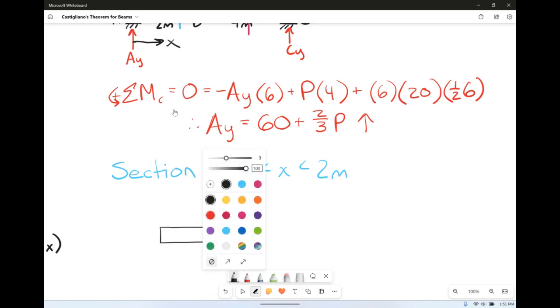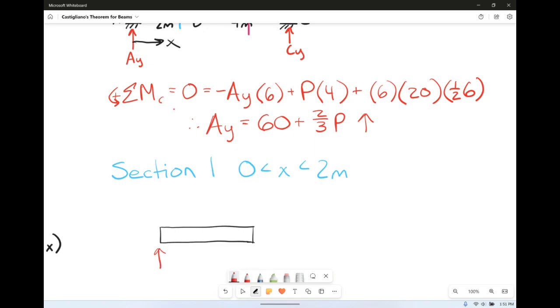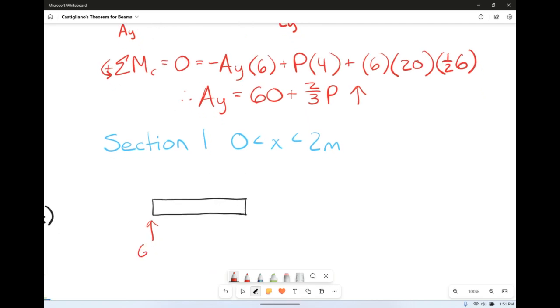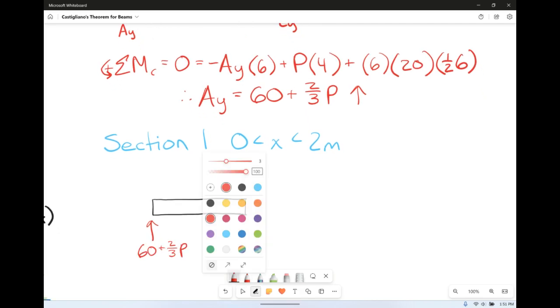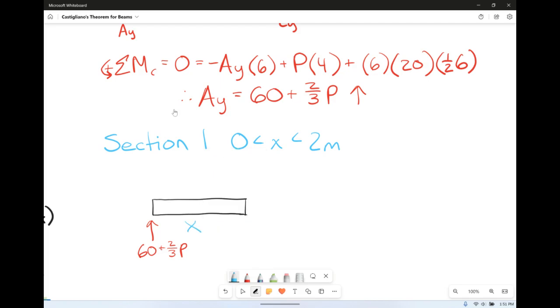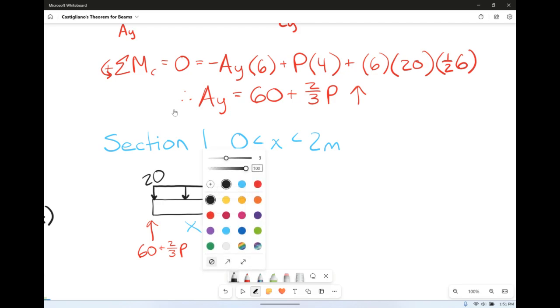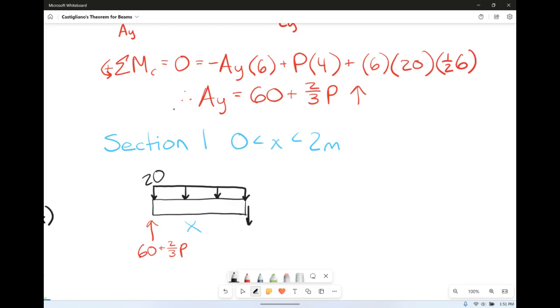So we have AY, which we said was 60 plus 2/3 of P. Our distance here is X. We have our distributed load, and we are before P, so it's not on here. So this is 20 kilonewtons per meter. Then we've also got shears, normals, and moments.